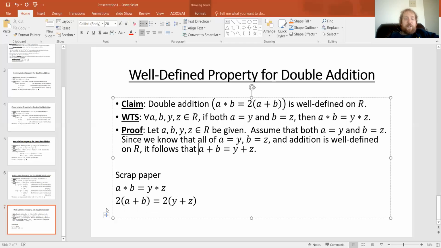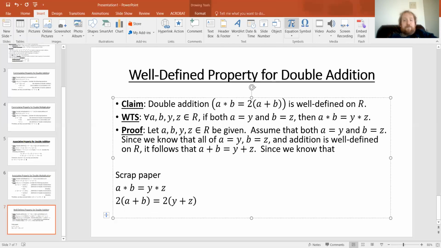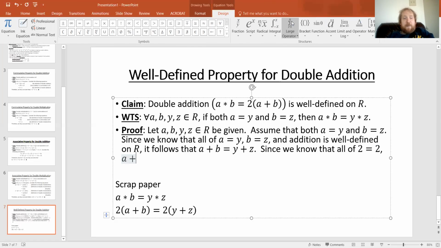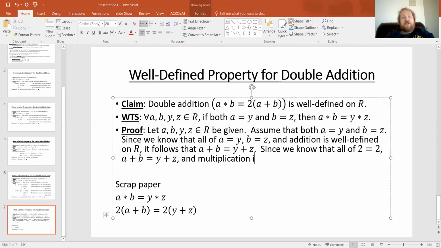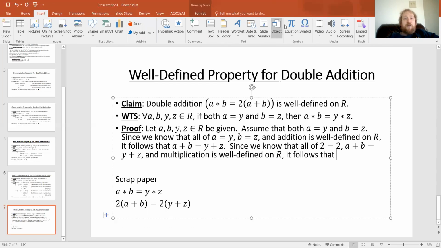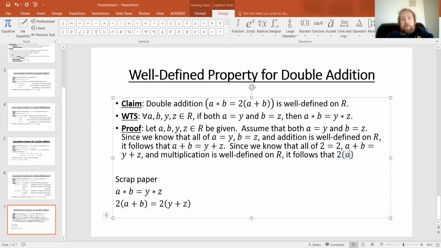Now, let's get 2 times the quantity A plus B equals 2 times the quantity Y plus Z. So we're multiplying both sides by 2, which is based on the fact that multiplication is well defined. So since we know that all of 2 equals 2, A plus B equals Y plus Z, and multiplication is well defined on R, it follows that 2 times the quantity A plus B equals 2 times the quantity Y plus Z.